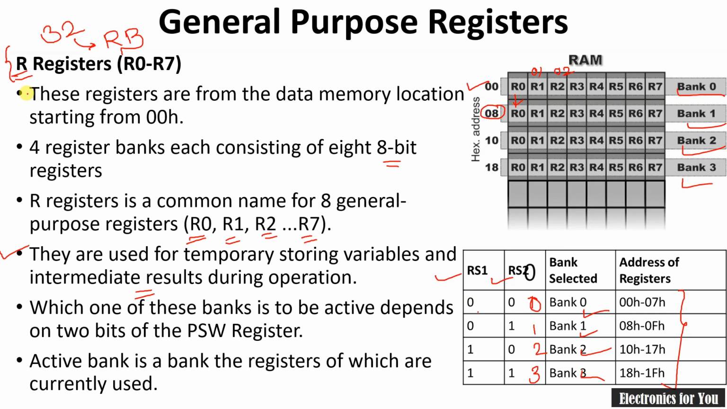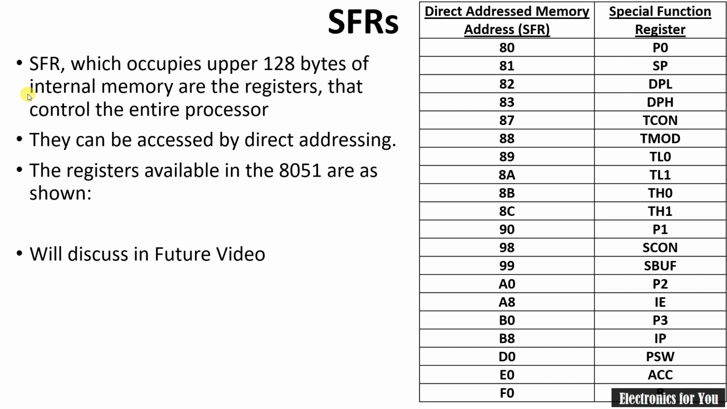So in this way, we have seen some general purpose registers, but apart from this, there are many special function registers, and they are used for the controlling operation of 8051. So these are the different special function registers, and these are the addresses used for them. I will explain these special function registers in my future video.